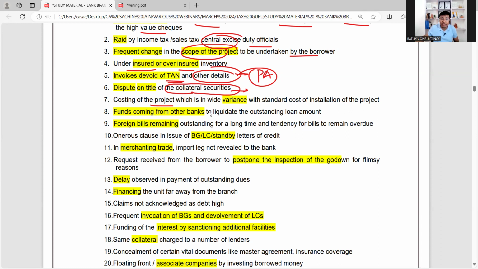There is a costing of the project which is in wide variance with the standard cost of installation. If someone has taken a loan for the installation of a project, and suppose the installation cost is suggested as 5 crore rupees, but when you analyze the situation, the cost should be 3 crore rupees only, in that case this is a huge variation. That means certain things are presented to the banking authority in a wrong manner.